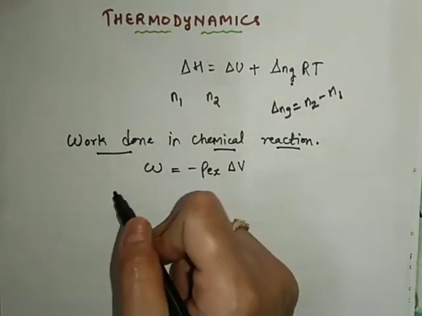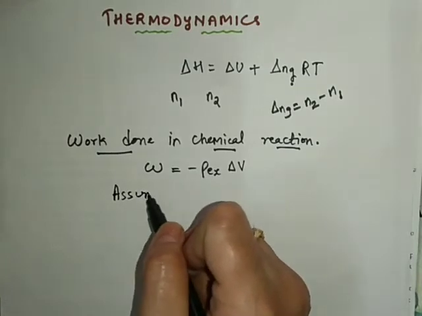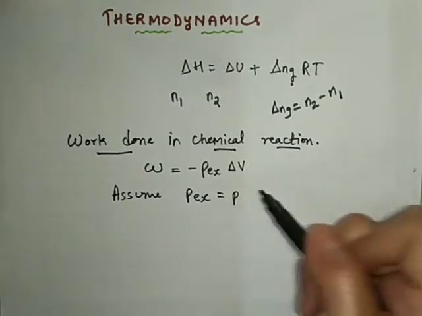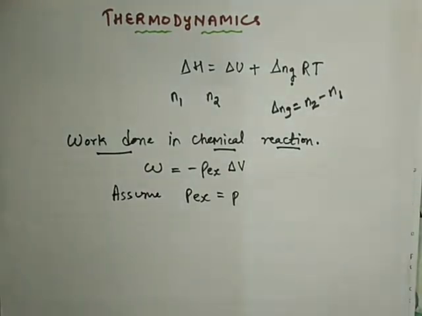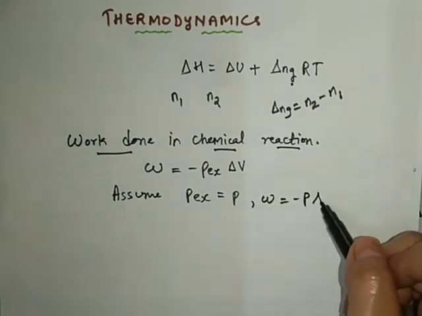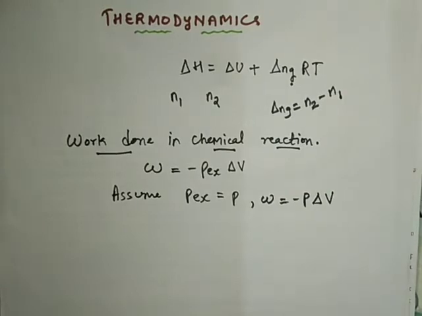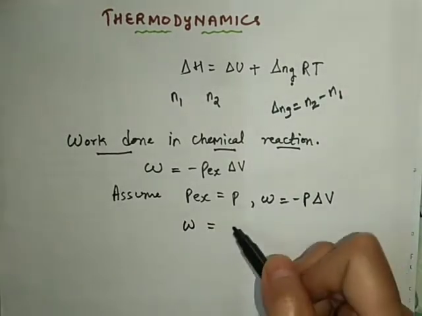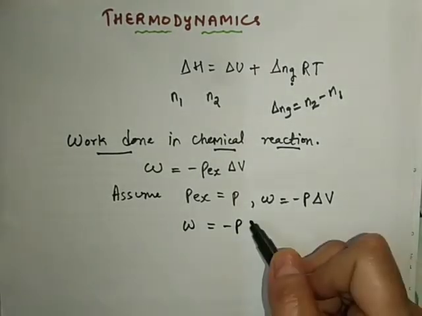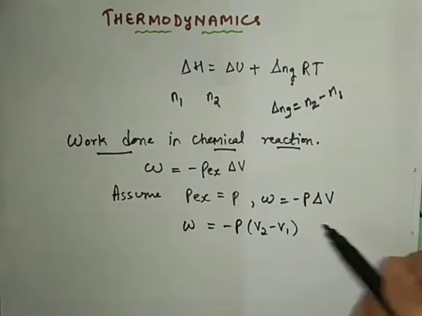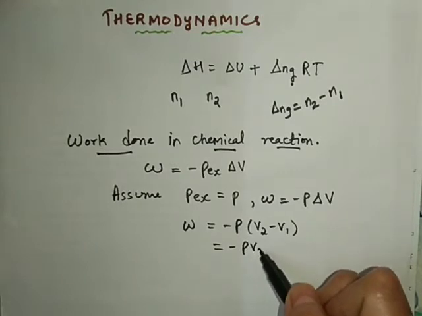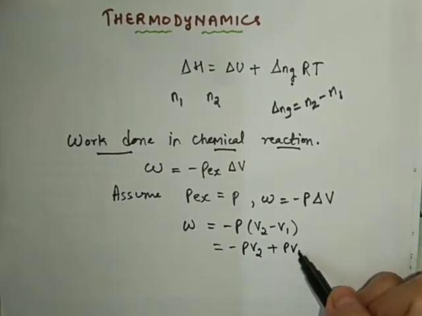Now let us assume that P external, meaning the pressure applied by the piston, is equal to the pressure of the gas which is enclosed. Then the above equation can be written as work is equal to minus P delta V. Now let us expand delta V. What is delta V? Change in volume, that is V2 minus V1. So if I open the brackets, I will get minus PV2 plus PV1.